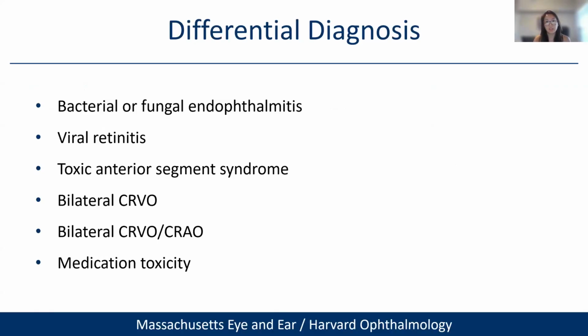So the differential diagnosis in this patient, she's post-operative after cataract surgery. So there's always a high suspicion for a bacterial or a fungal endophthalmitis. Though again, this is presenting the day after the second eye had had cataract surgery. Given the various hemorrhages in the retina, viral retinitis could be considered as well. The timing is certainly concerning for a toxic anterior segment syndrome, though she has a little bit more findings than just in the anterior segment. And given her medical history, one can also consider CRVOs or CRVO and CRAOs, and then finally medication toxicity.